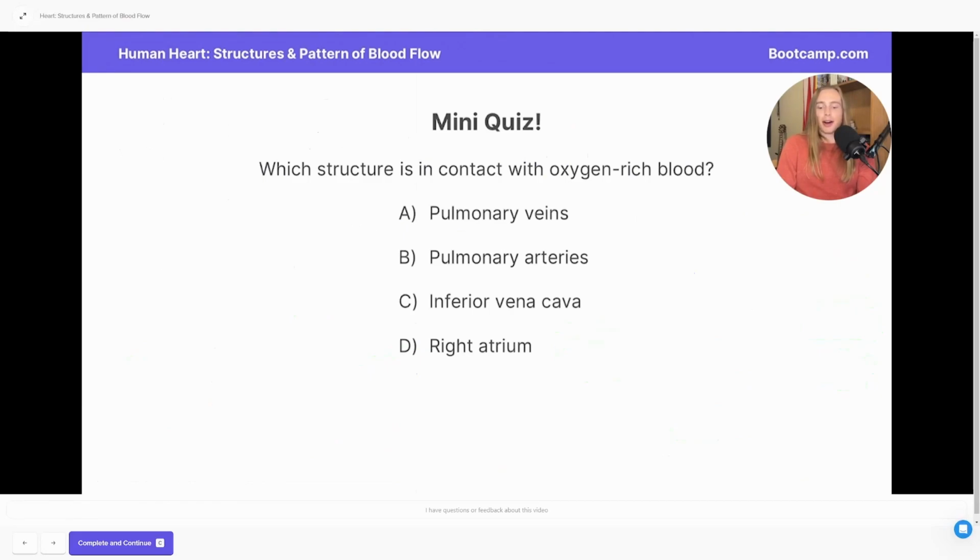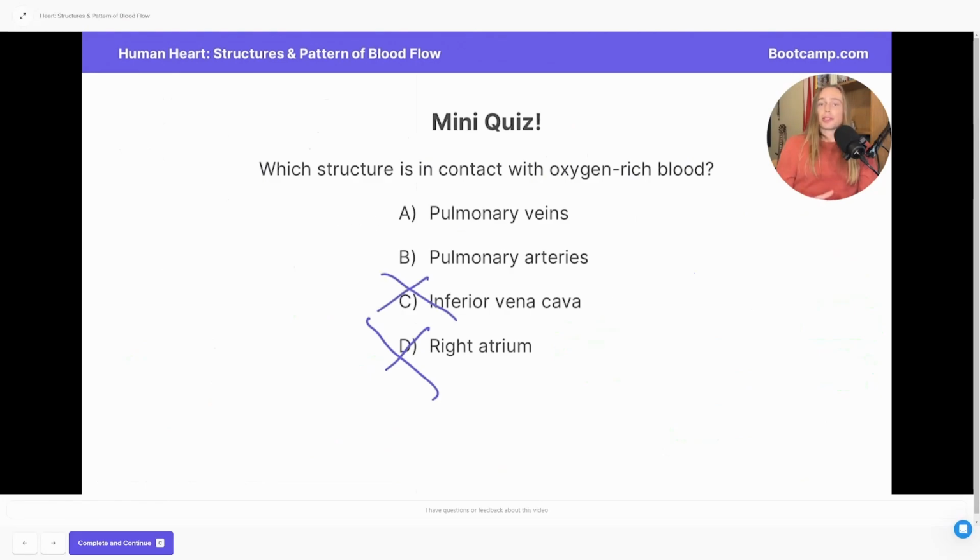Which structure is in contact with oxygen-rich blood? So right off the bat, we know that we're going to be looking for something from the left side of the heart because it's oxygen-rich. So we can go ahead and get rid of any of our right-sided heart structures, like the right atrium, which is a pretty obvious one, and the vessel that it's connected to, which is the inferior vena cava.